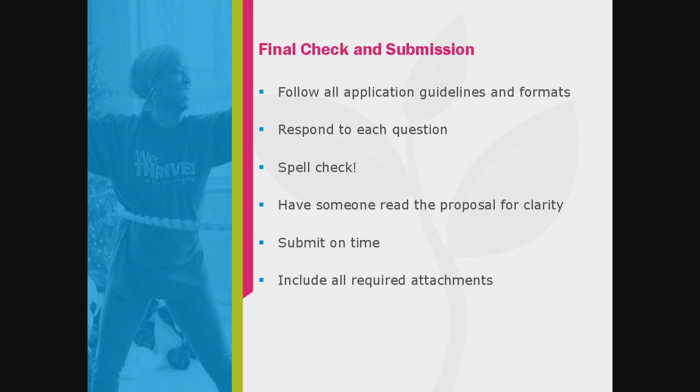If your application is not submitted on time, the majority of the time for grants it is automatically disqualified. So you potentially just put a lot of time and a lot of energy into creating this grant application, but if it's not submitted on time or you don't follow the guidelines that are set out in the application, those can be automatic disqualifications, and then you don't even get a chance for your application to be reviewed. And then make sure that all of the required attachments are included.